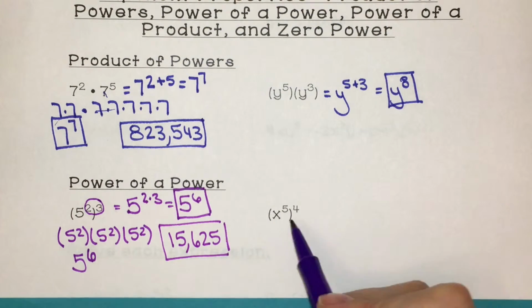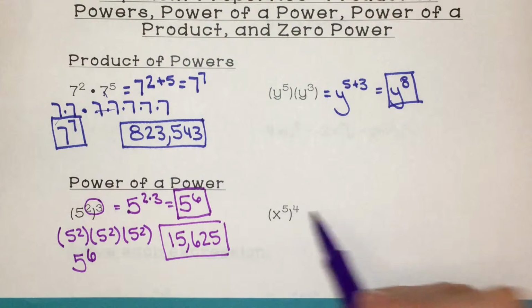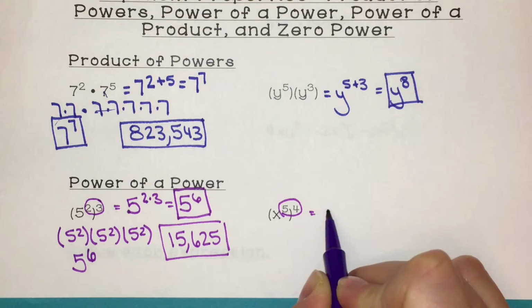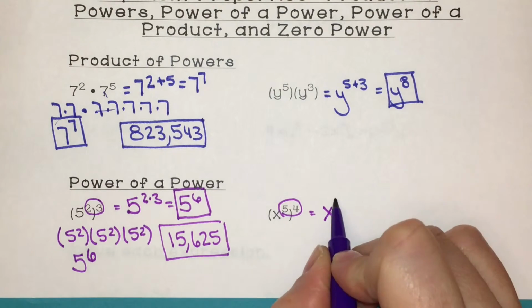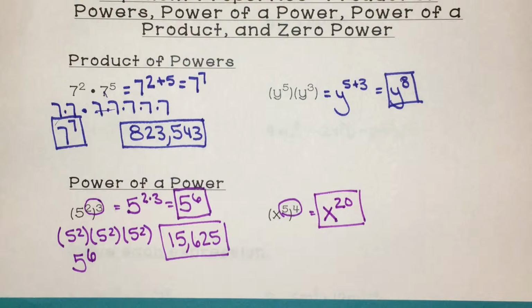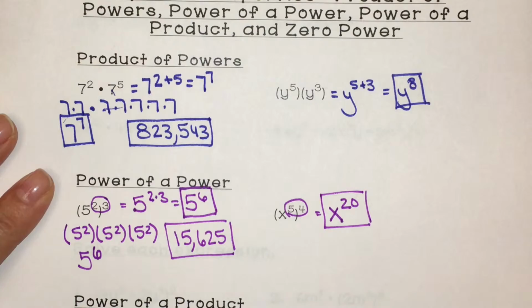Okay. And again, x to the power of 5 multiplied by itself 4 times. Or you can just multiply the exponents together. Keep the base of x the same, multiply the exponents. 5 times 4 is 20. So x to the power of 20. That one was a little more simple because you didn't have numbers, bases to multiply out.